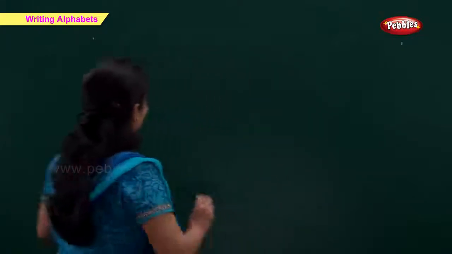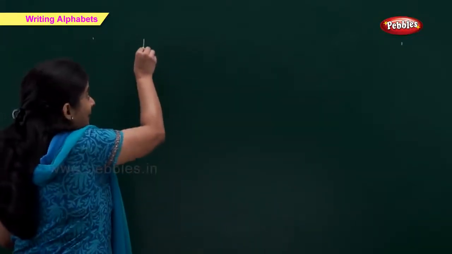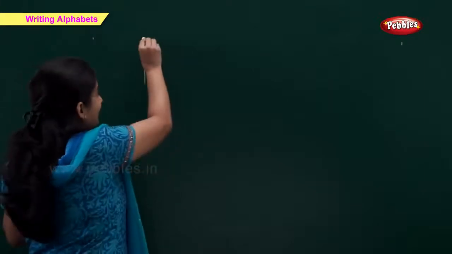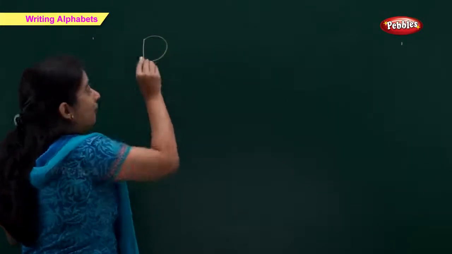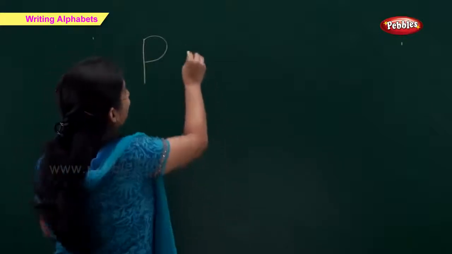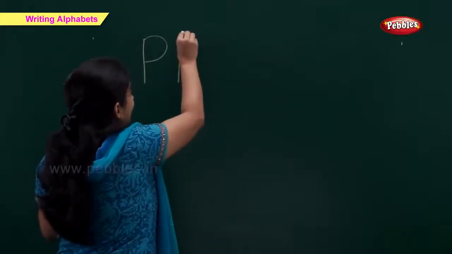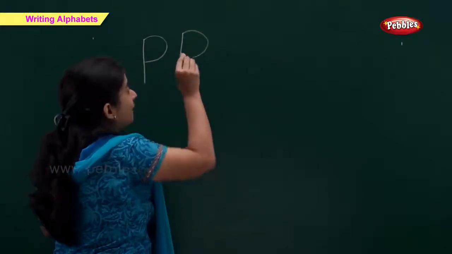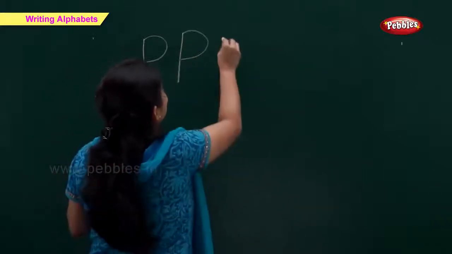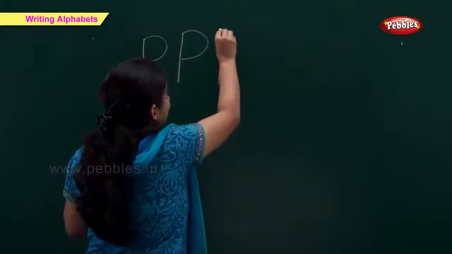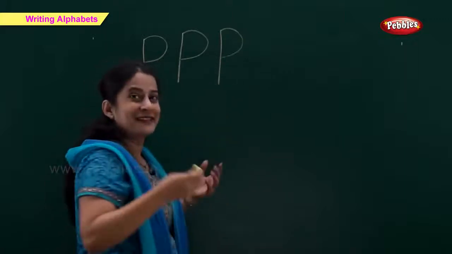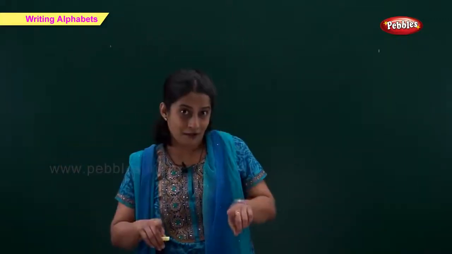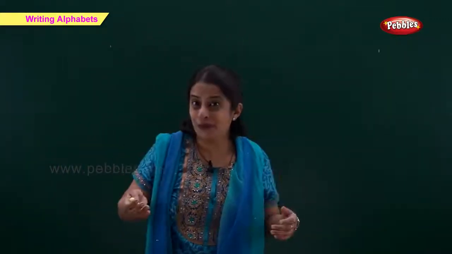P for parrot. Standing line and a curve makes P. Standing line and a curve makes P. Now we are going to write Q.